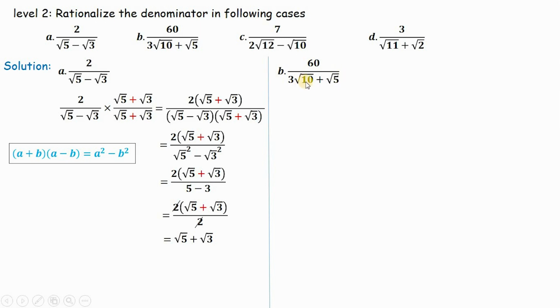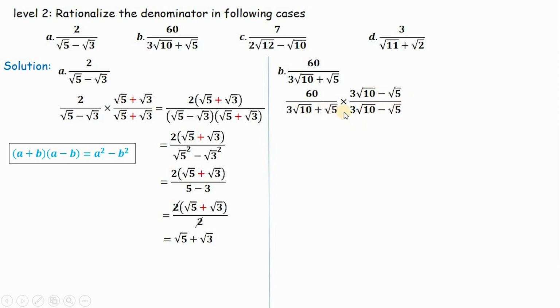Again, we have to find the rationalizing factor of 60 by 3 root 10 plus square root of 5. That is 3 root 10 minus square root of 5. So we'll multiply both numerator 60 and denominator 3 root 10 plus root 5 by 3 into root 10 minus root 5. Here, please note this. Instead of plus, we have taken minus over here. Otherwise, all the numbers are same.